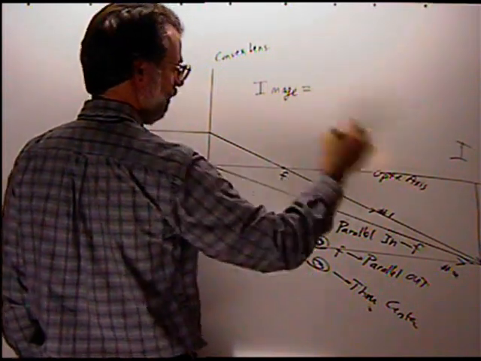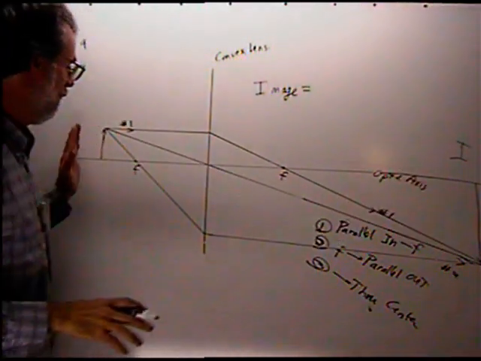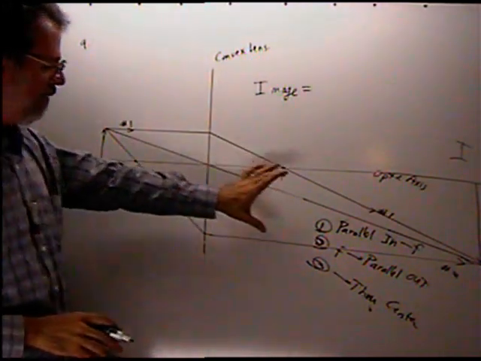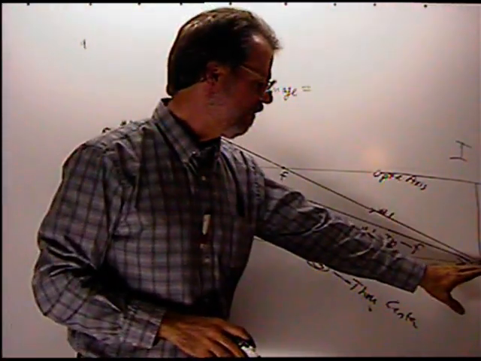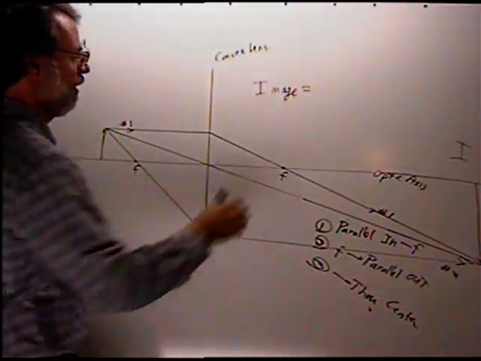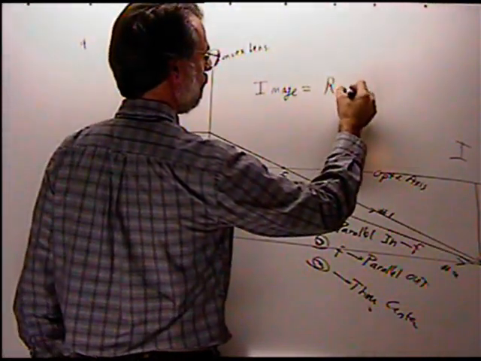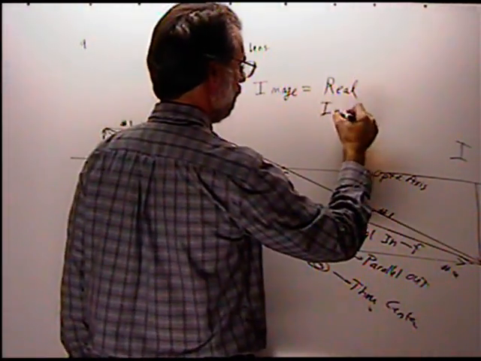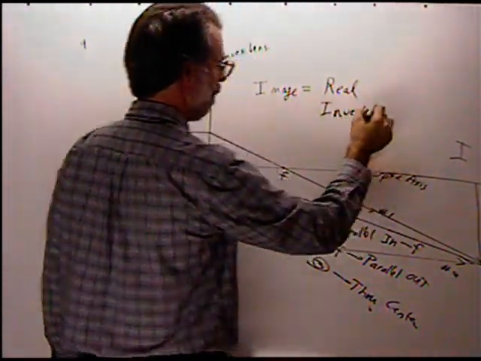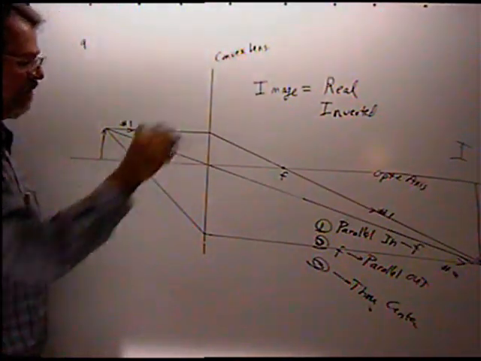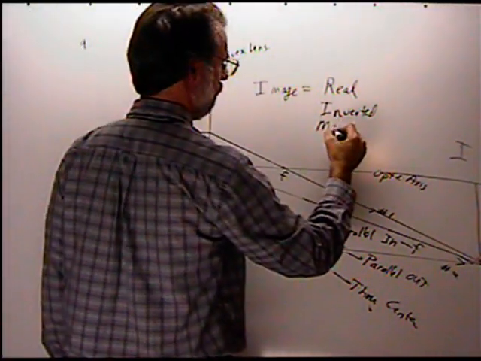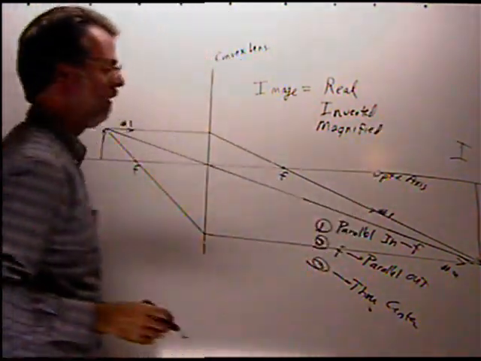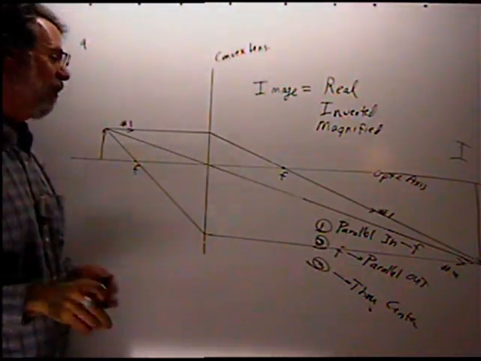And the image is a real image. Why do we know it's a real image? Because the light coming through the lens, all the light rays converge. So the image is real. Notice it's inverted. And it's magnified.